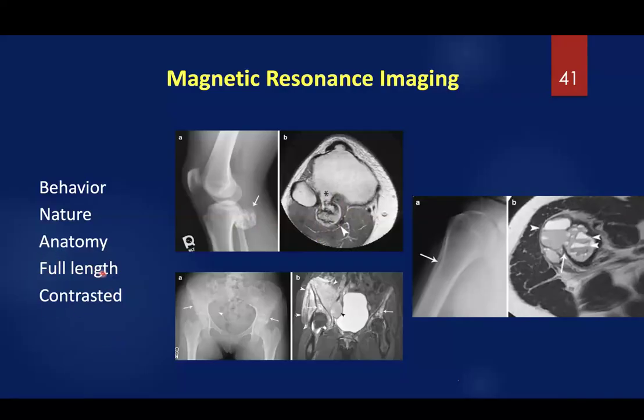Important to know that you need a full length MRI, and also it has to be contrasted images.